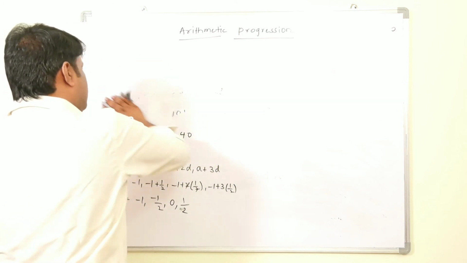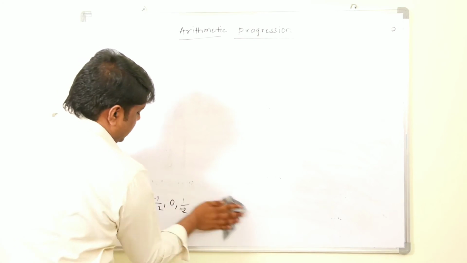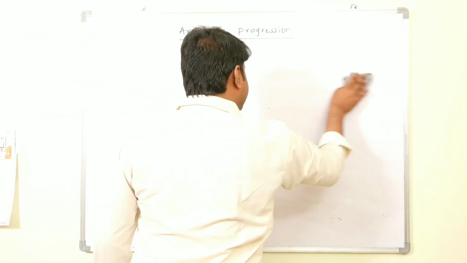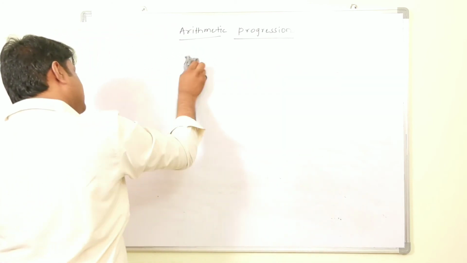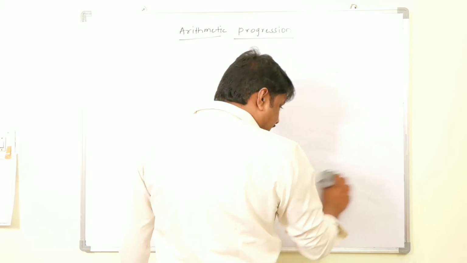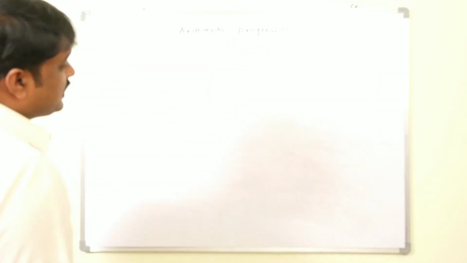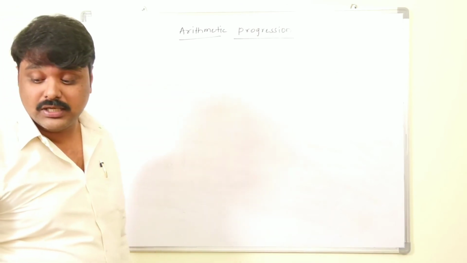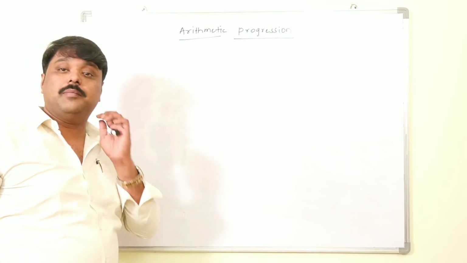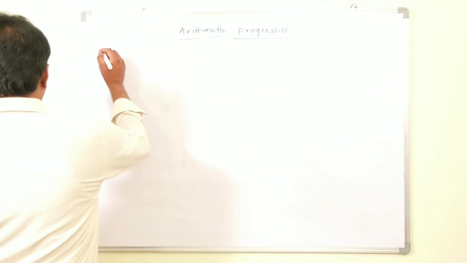And here we should always remember the first term of the AP is denoted by A, common difference is D, the series is A plus D, A plus 2D, A plus 3D, and so on. The 10th term is A plus 9D, 100th term is A plus 99D, nth term is A plus n minus 1 into D. Okay, let us take another one.